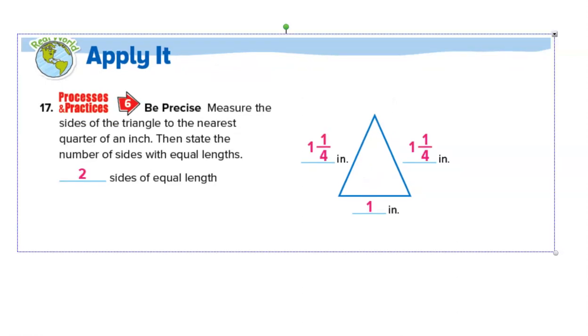Let's find out. These 2 sides are 1 1/4 inches long. And this bottom side is only 1 inch. So only 2 sides have equal length.